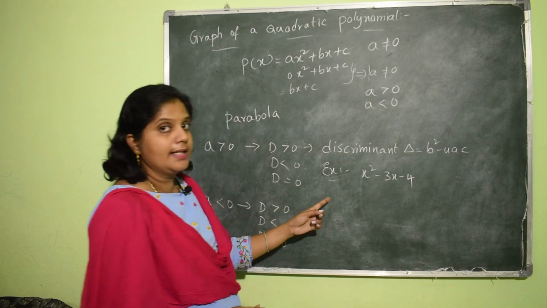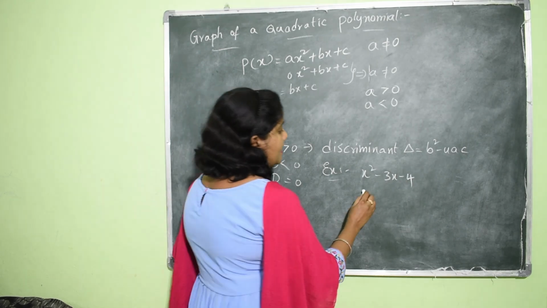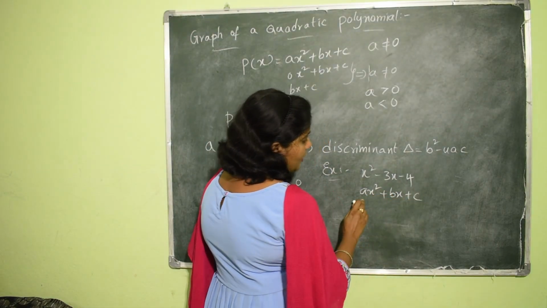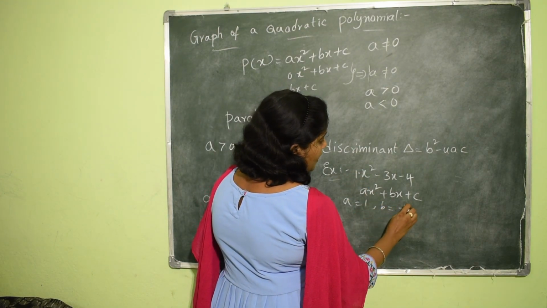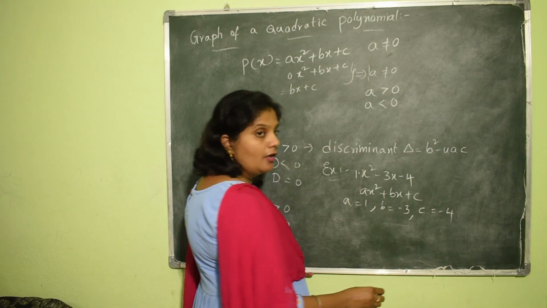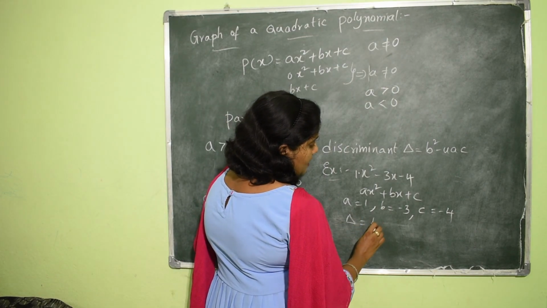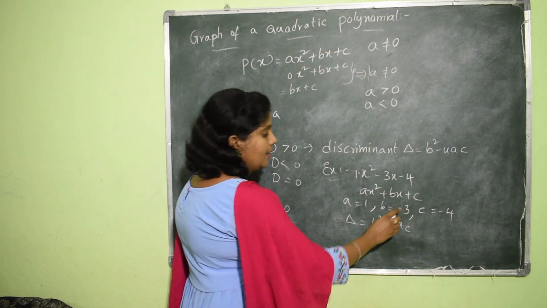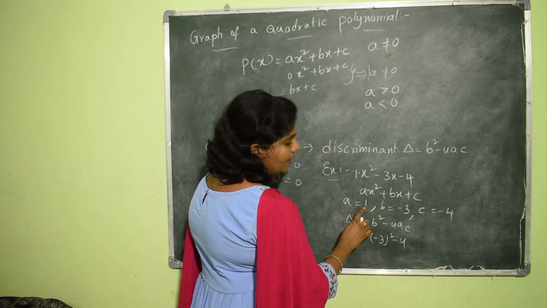So let us compare this equation with the general form of the quadratic polynomial, that is ax square plus bx plus c. What is the a value here? Nothing is there, so assume it as 1. What is the b value? b is equal to minus 3. What is the c value? c is equal to minus 4. So delta is equal to b square minus 4ac. What is the b value? Minus 3. So minus 3 whole square minus 4. The a value is 1.